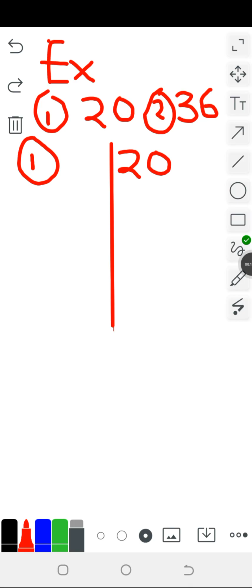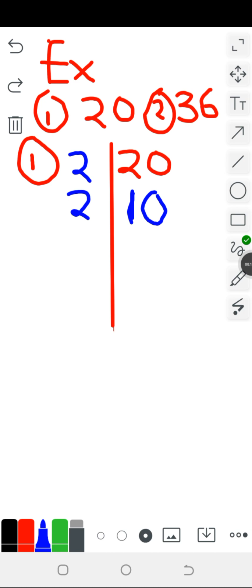We know that 20 can divide 2 to give a whole number. So in that sense, we say 2. 20 divided by 2 will give us 10. We go again. Can 10 still divide 2 as a prime number? We say yes. 10 divided by 2 will give us 5. Now still on 2, can 5 divide 2 to give a whole number?